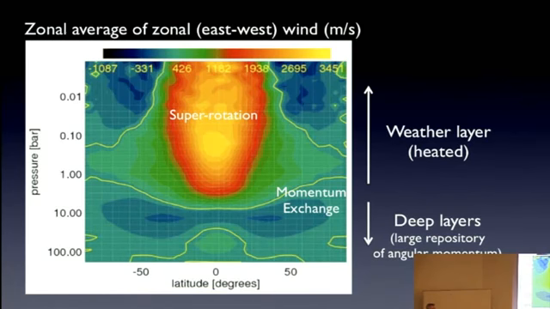Negative means you go west, in the opposite sense of direction. You do an average along each latitude circle, and then you do that as a function of pressure and latitude: equator, south pole, north pole. The equator is here, and you see that throughout the weather layer, this layer that's being forced by the solar insolation, you actually have strong positive winds, so you have equatorial superrotation.